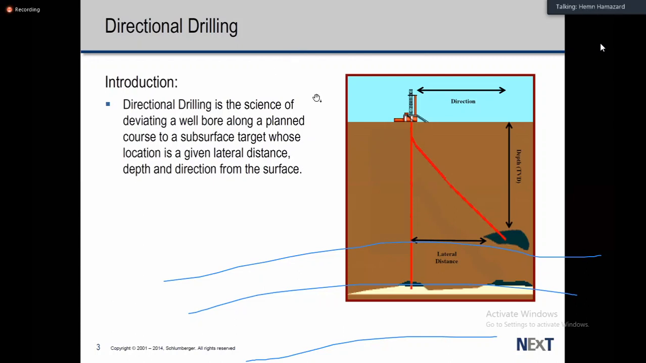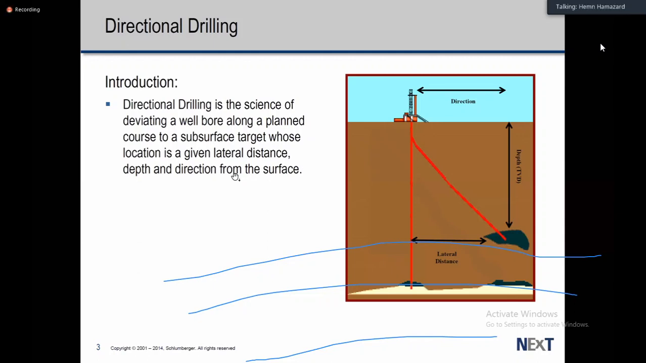And here we have the introduction to directional drilling. Directional drilling is basically just drilling any deviated hole. That means any hole which is not vertical, or more than 5 degrees, we can call it a directional hole. That's the definition of directional.